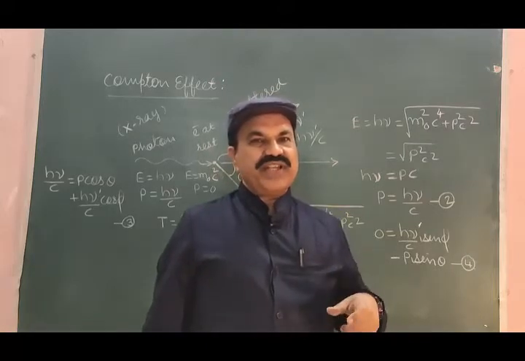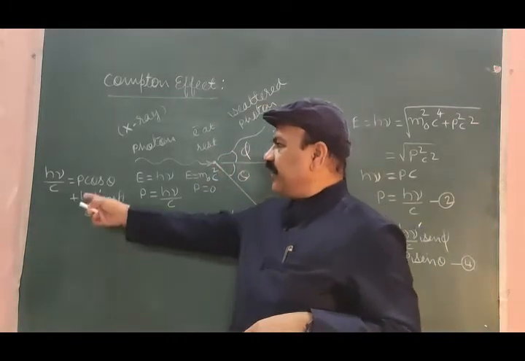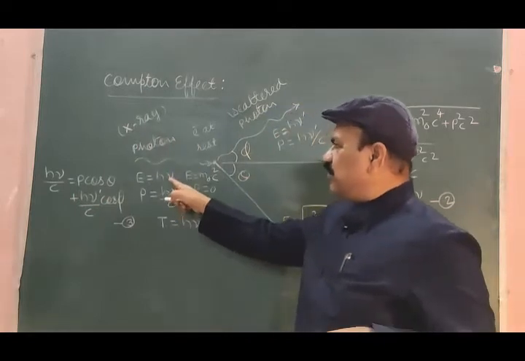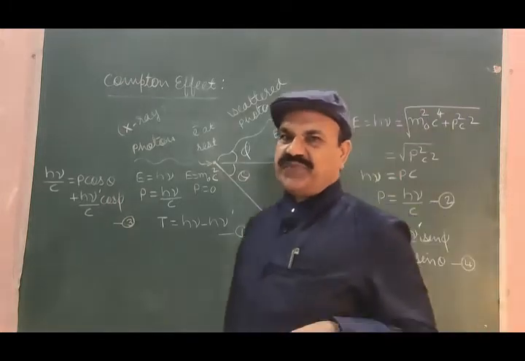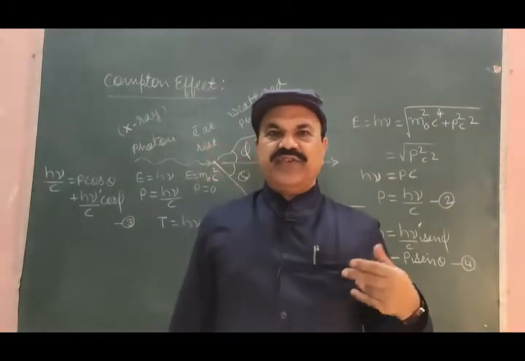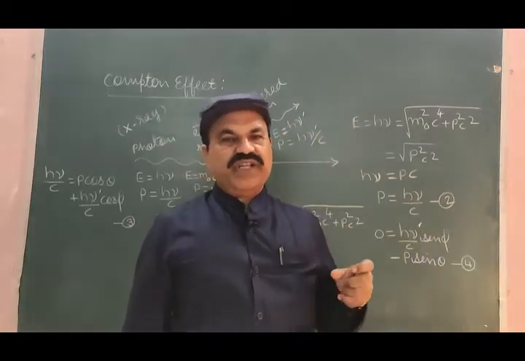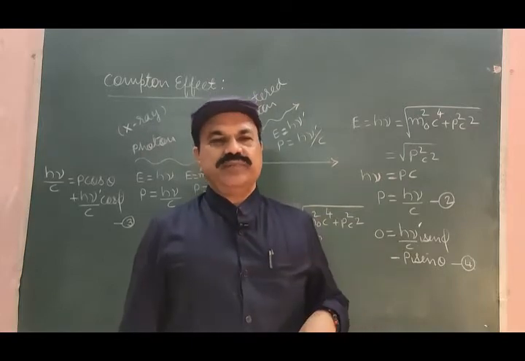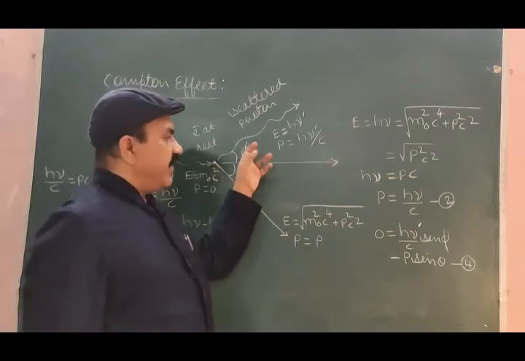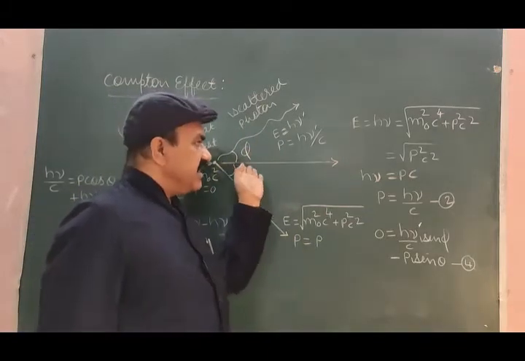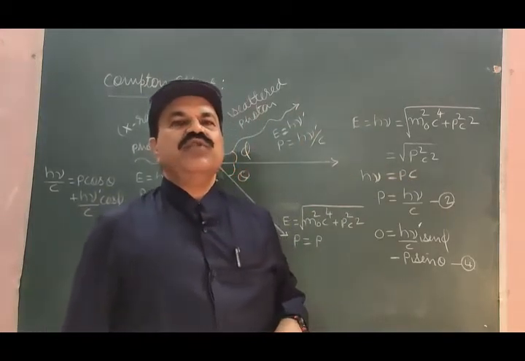Why is the wavelength of the photon going to change? Because its frequency has changed. The frequency of the incident photon was nu, and the frequency of the scattered photon is nu dash. These two are different, and therefore there is a change in wavelength. We want to derive the equation for the change in wavelength in terms of the angle phi, the angle between the incident direction and the scattered direction of the photon.